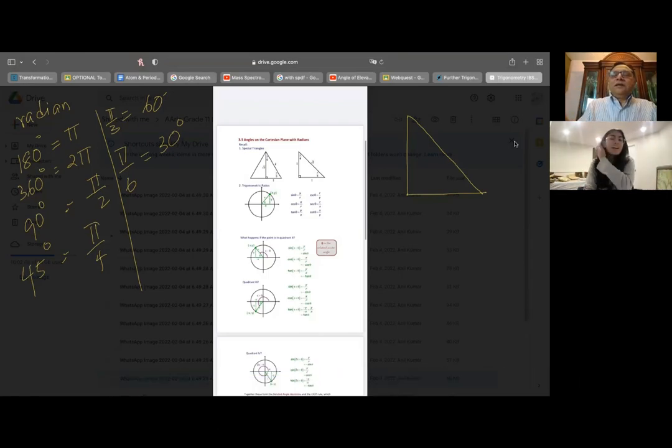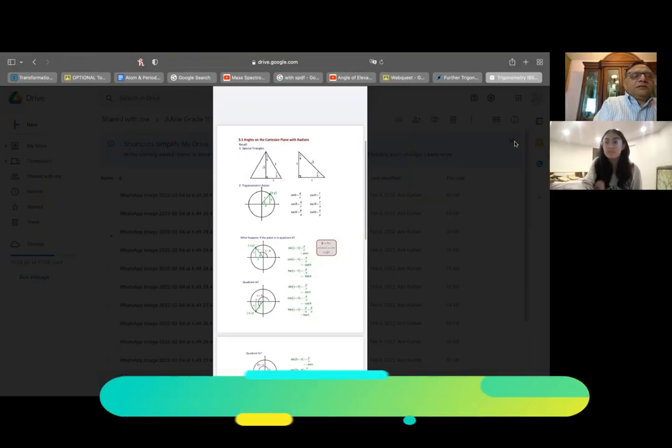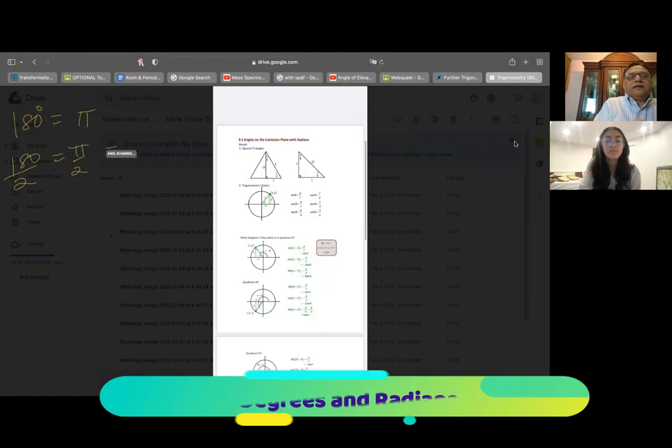You don't have to convert it. All I need to say is, it is pi. Do not think about it. Just say 180 degrees is pi, correct? If I divide 180 by 2, I get pi by 2, and definitely that is 90 degrees, correct? If I divide 180 by 4, it is pi by 4, which is half of 90, which is 45 degrees.